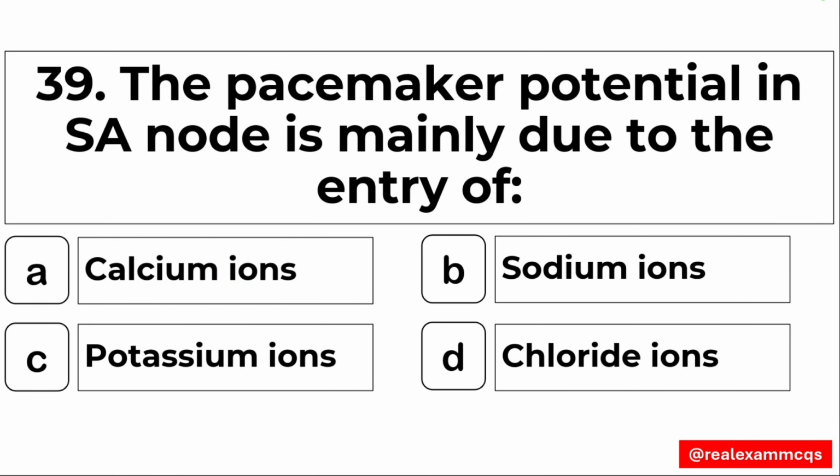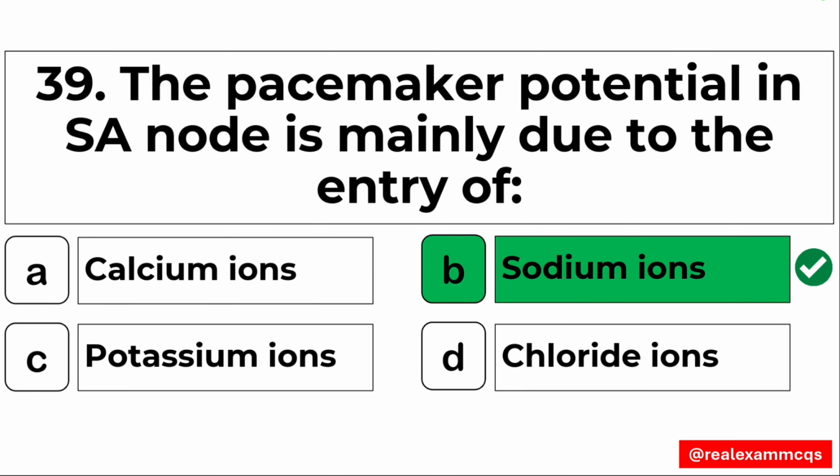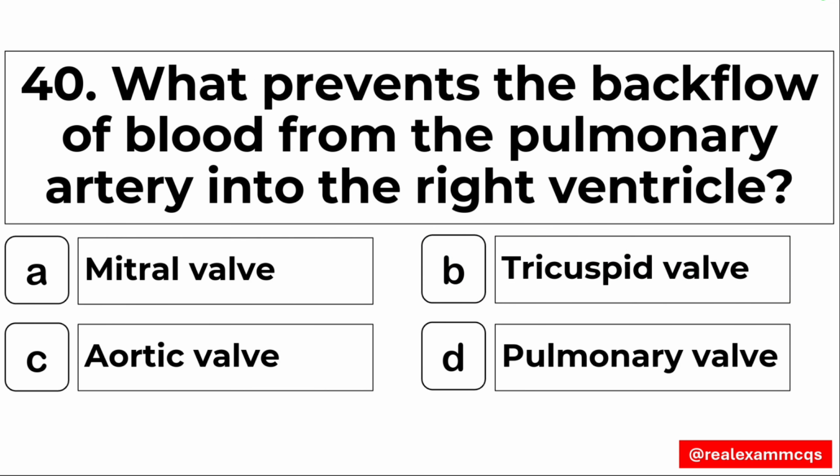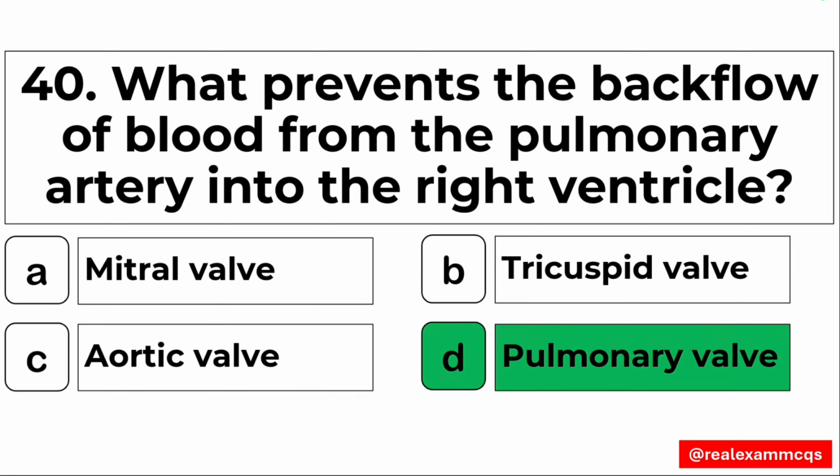39. The pacemaker potential in an SA node is mainly due to the entry of. Right answer, option B, sodium ions. 40. What prevents the backflow of blood from the pulmonary artery into the right ventricle? Right answer, option D, the pulmonary valve.